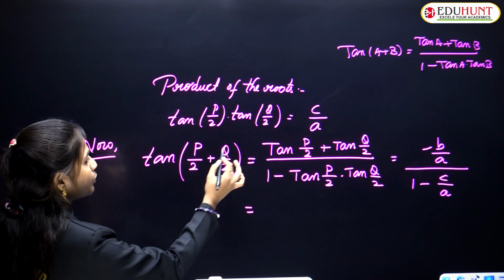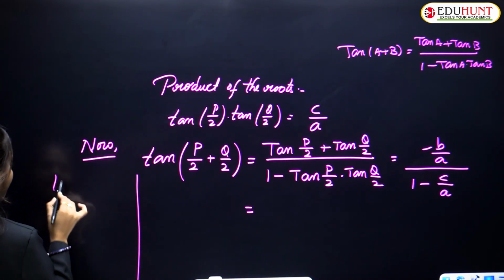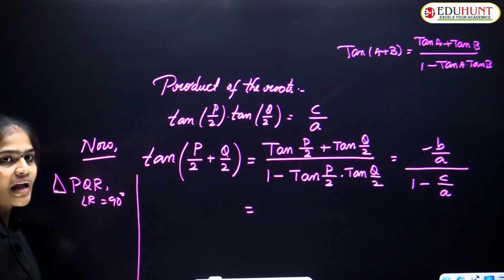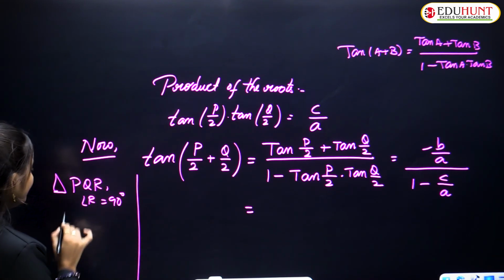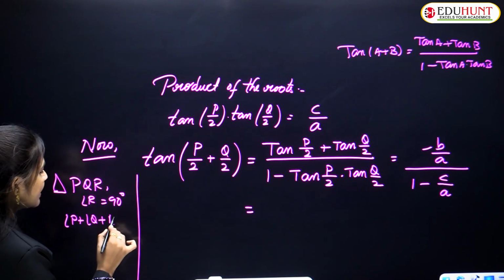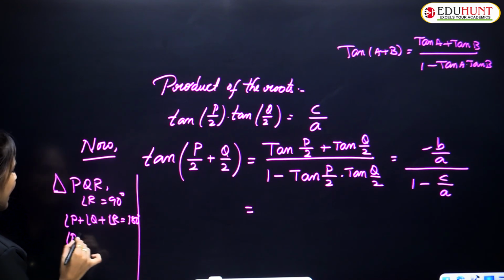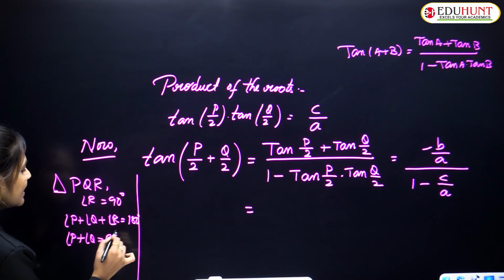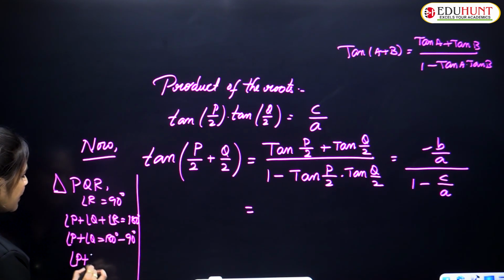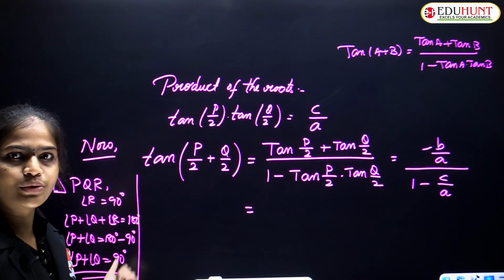What is that? P by 2 plus Q by 2. At the start they gave one condition. See here, in a triangle PQR, angle R is equal to 90 degrees. Angles in a triangle, angle P plus angle Q plus angle R is equal to 180 degrees. We know that, right? So angle P plus angle Q is equal to 180 degrees minus angle R, which is 90 degrees. So angle P plus angle Q is equal to 90 degrees. Am I clear to you?